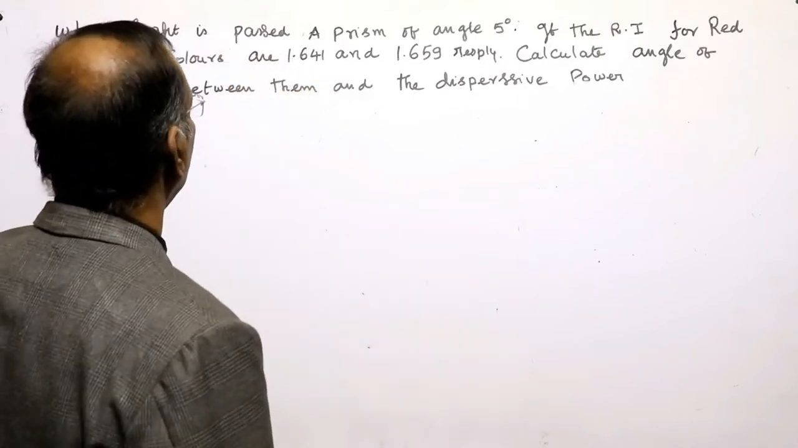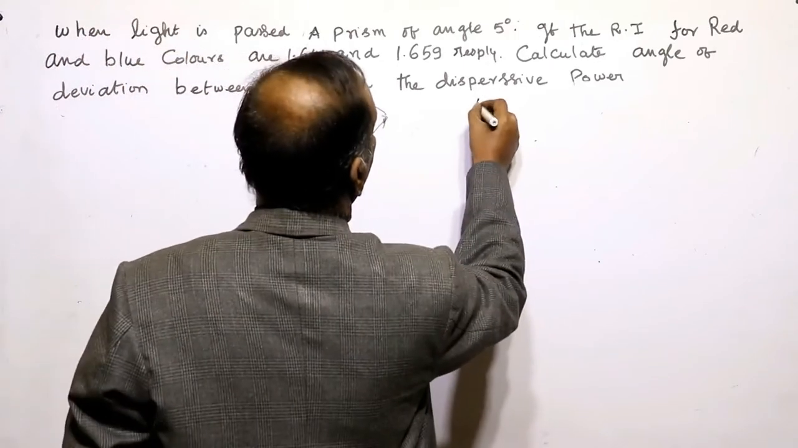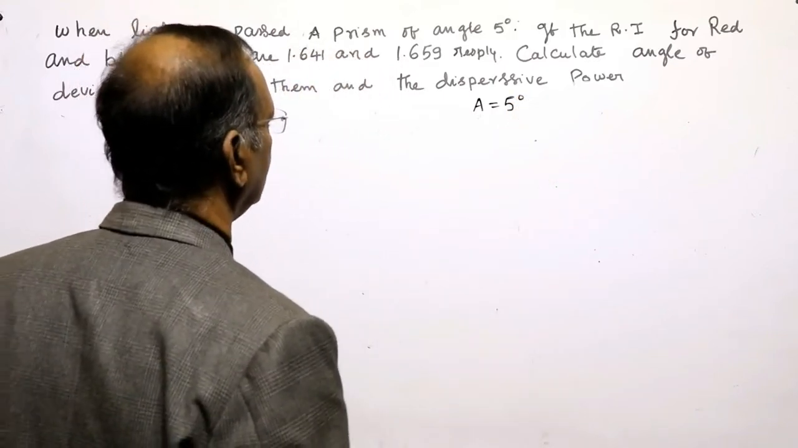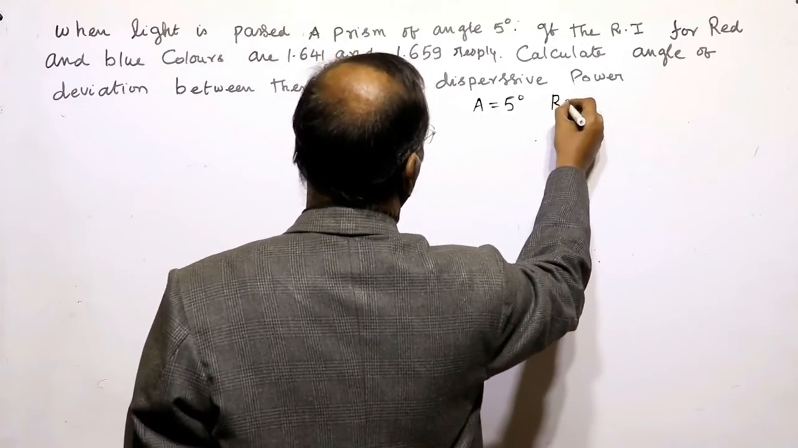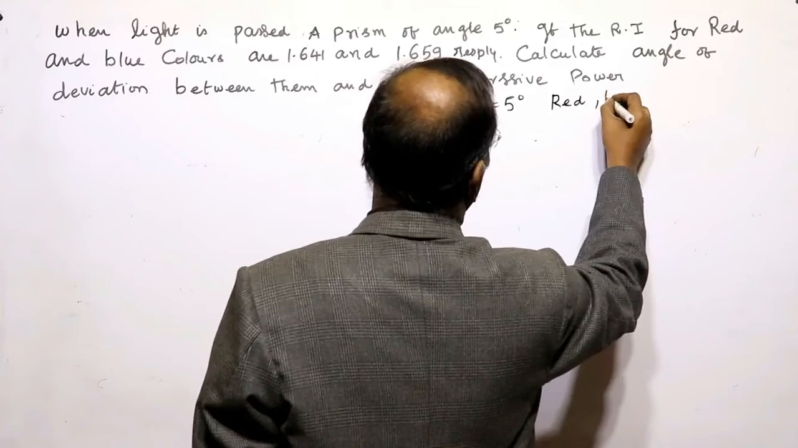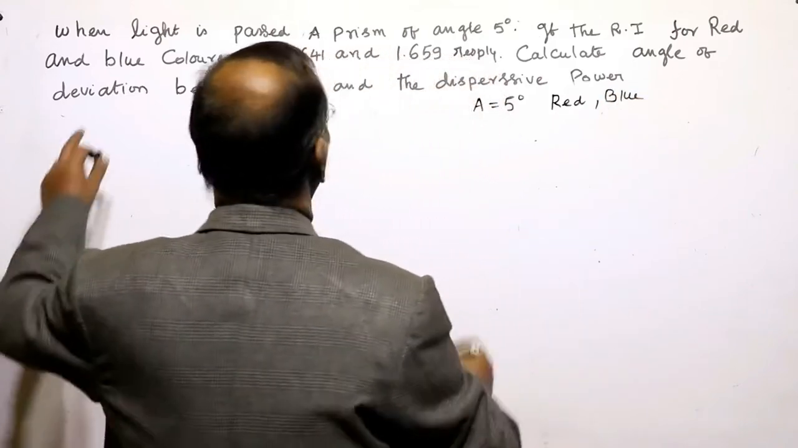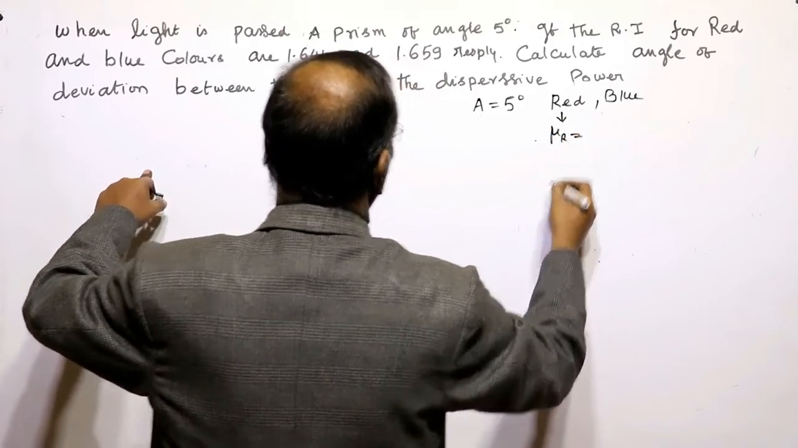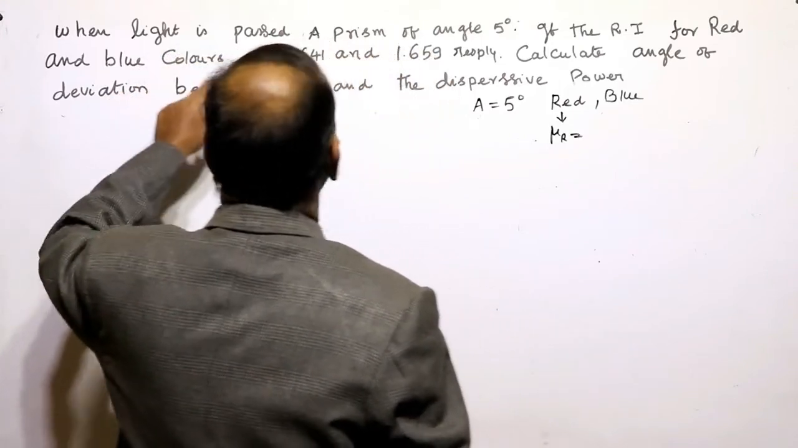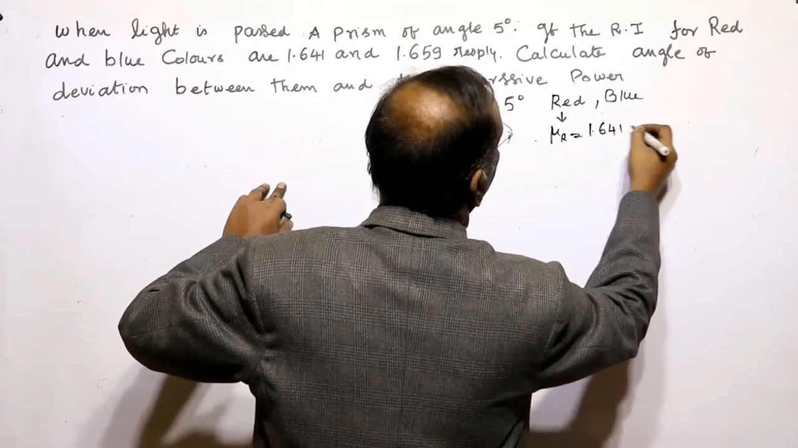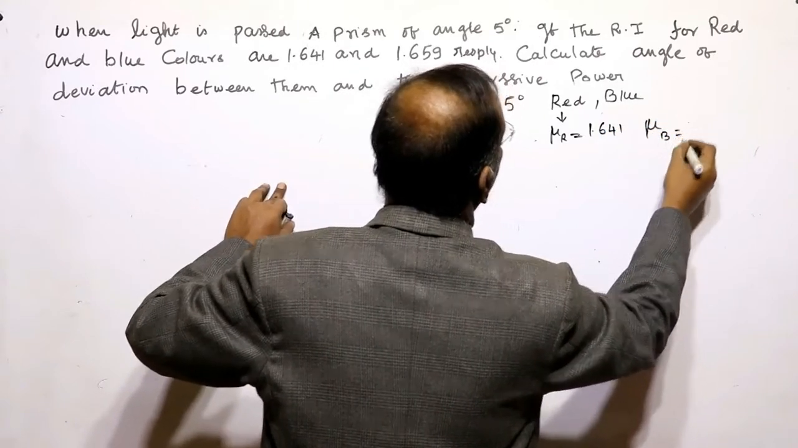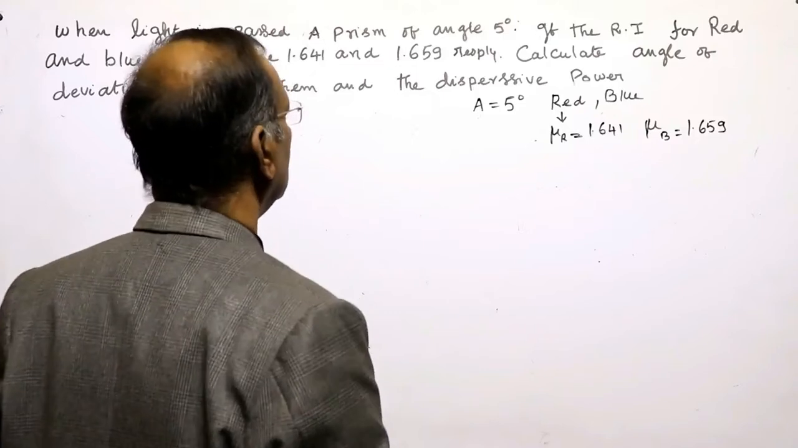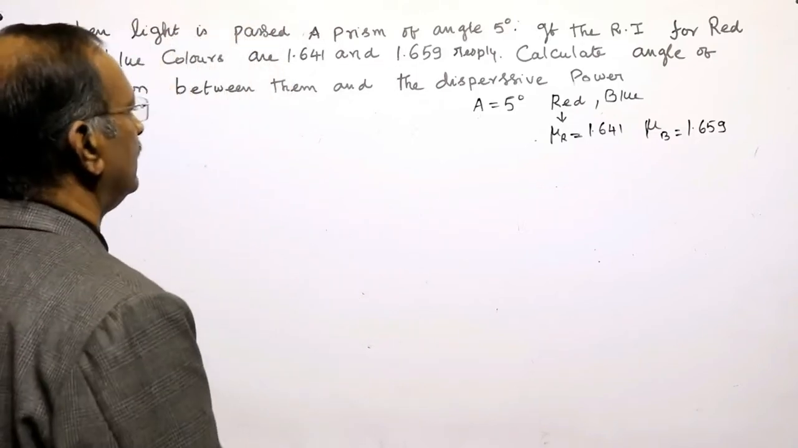When light is passed through a prism of angle phi, angle of prism equal to phi, if the refractive index for red color and blue color are given, so we get two colors, the refractive index of red color, mu red, is 1.641, and the refractive index for blue color is 1.659. Calculate the angle of deviation.